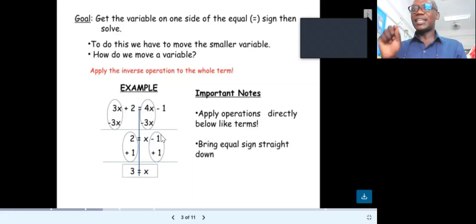Then we also collect the like terms by taking this negative 1 to the left-hand side. When we take the negative to the left-hand side, it becomes a positive. So it becomes 2 plus 1 will be equal to x minus 1 plus 1. Then these are additive inverses, they cancel. So we'll have 2 plus 1, which is 3, will be equal to x. So therefore our variable x will be equal to 3, as simple as that.